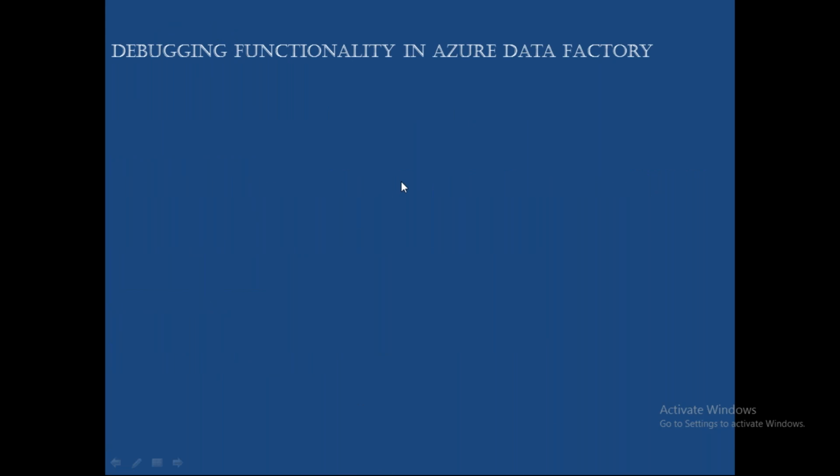Let's see the debugging functionality. You need to see this. This is very important in terms of development. This particular debugging functionality we are going to use very frequently. Every day you will use this debug functionality, so it is very important.